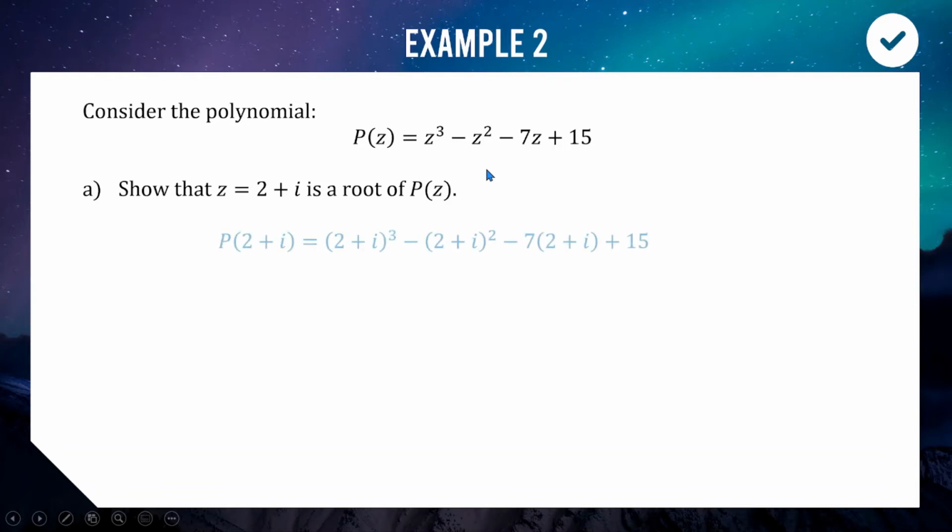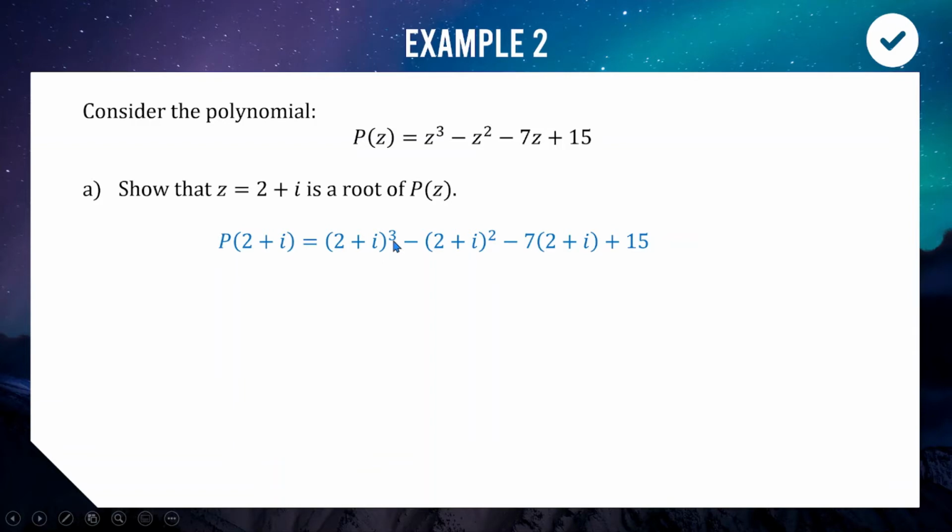So let's chuck her in. Let's do P of 2 plus i. So I've got to do a cubic, which is going to be a bit of a headache, and a squared, and then, yeah, just be very careful with your i's and make sure you don't have any negatives in the wrong spot, or it's all going to be stuffed up. Okay, expanding 2 plus i cubed.